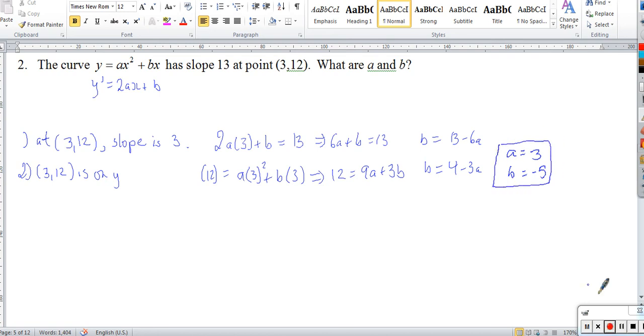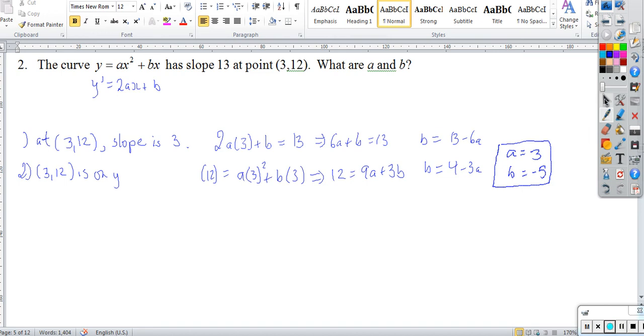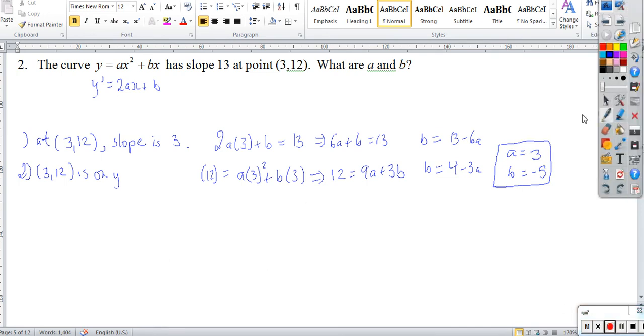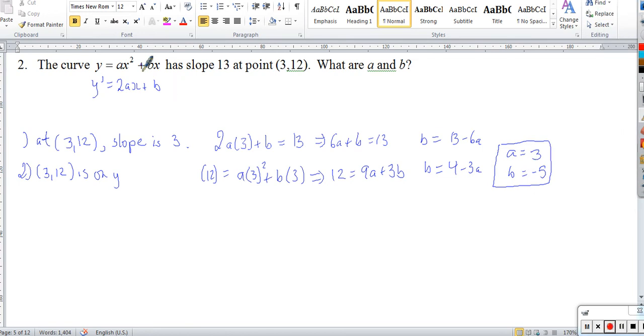I'm going to do one final thing on the calculator though. Because if I substitute these values into here, I'm obtaining the function y equals 3x squared minus 5x, and it's worth checking on the graphical calculator that at this point I've got a slope of 13. Let's do that.